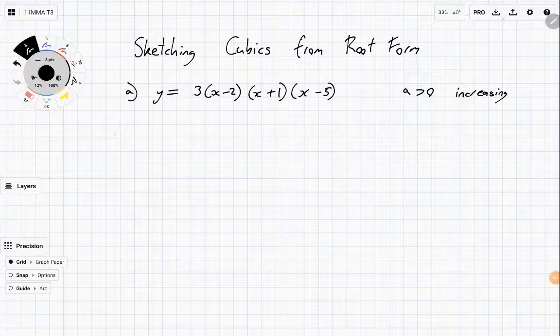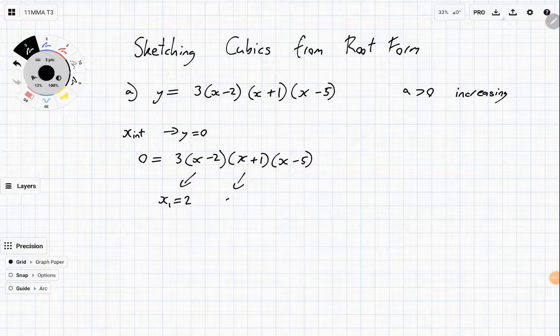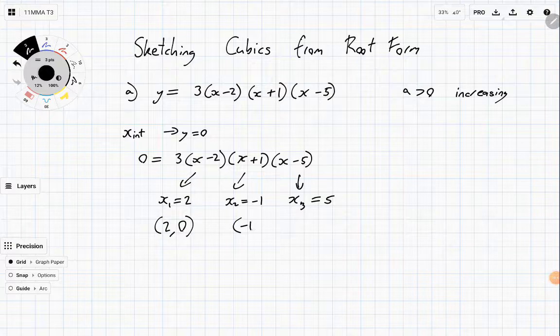And we can quickly work out our 3 x-intercepts. So x-intercepts, when y equals 0, 0 is equal to 3x minus 2, x plus 1, x minus 5. And as you'd probably guess, we end up with 3 solutions: x1 equals 2, x2 equals negative 1, and x3 is equal to 5. And so that gives us 3 intercepts to put.